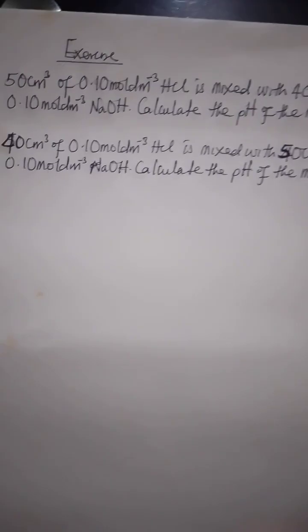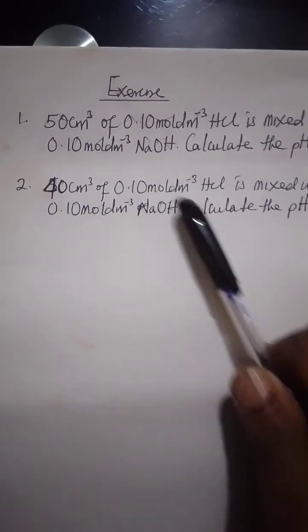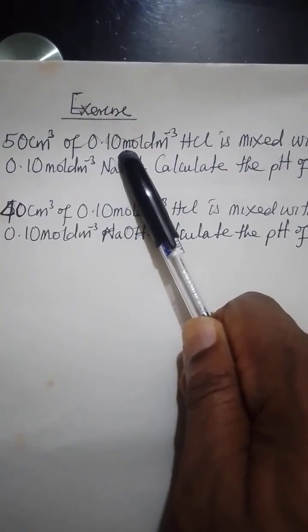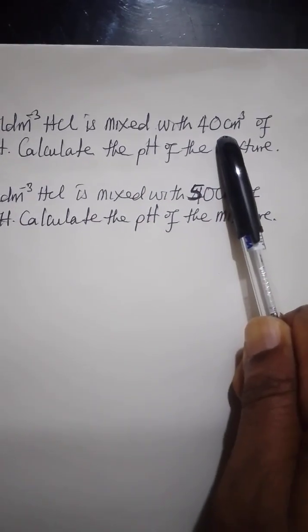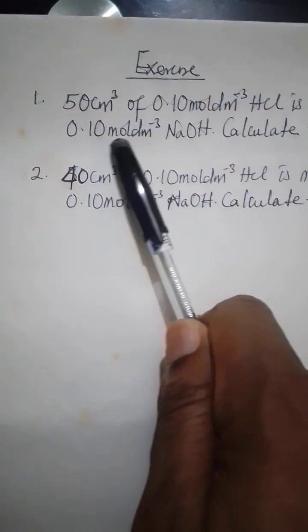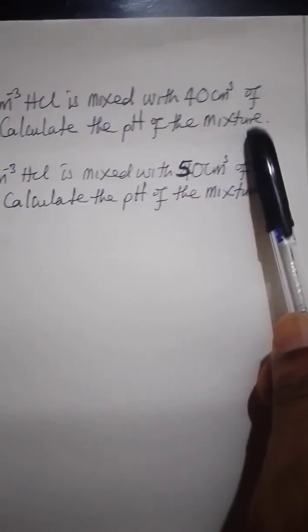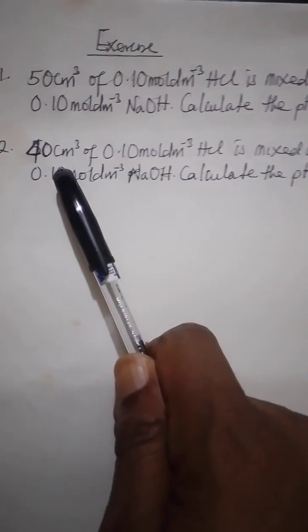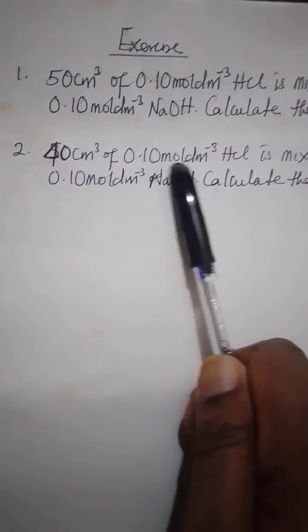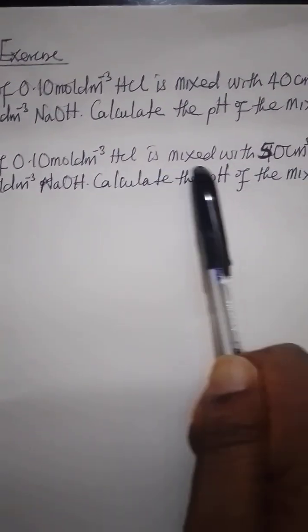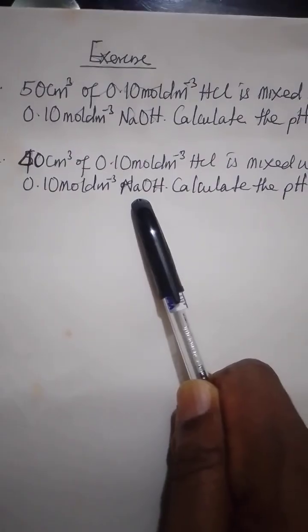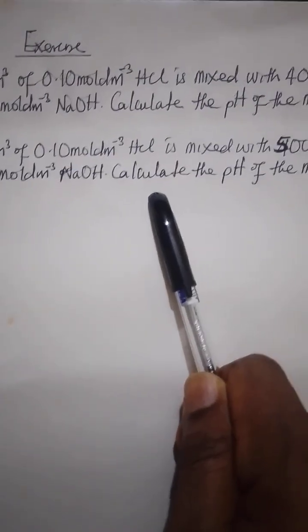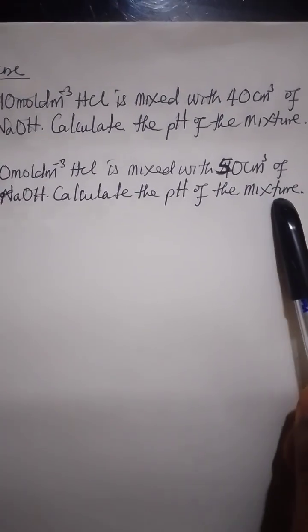You will attempt the following questions. Number 1, 50 cm cube of 0.1 mole per dm cube HCl is mixed with 40 cm cube of 0.10 mole per dm cube NaOH. Calculate the pH of the mixture. Number 2, 40 cm cube of 0.10 mole per dm cube HCl is mixed with 50 cm cube of 0.10 mole per dm cube NaOH. Calculate the pH of the mixture.